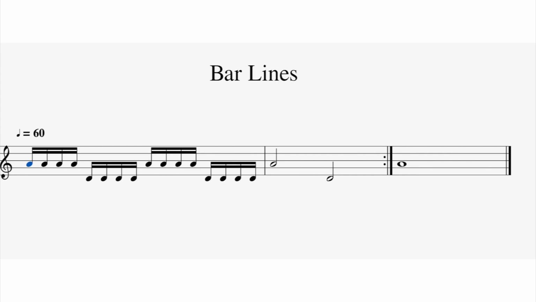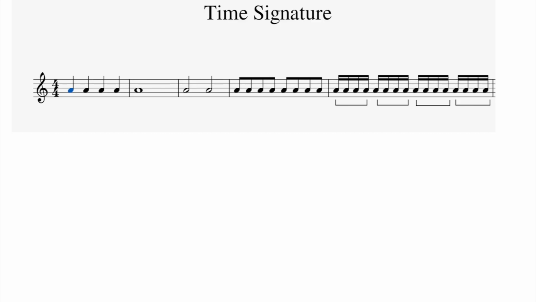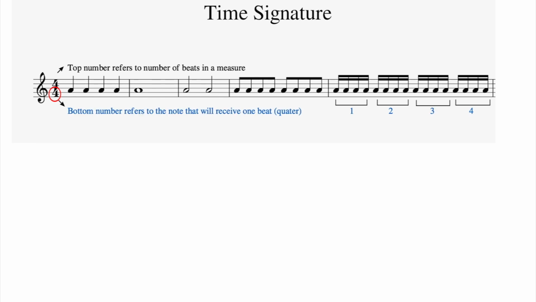Now let's talk about time signature. A time signature is represented by two numbers that's just after the treble clef. So if we look at the example in number 1, we have the numbers 4, 4. The top number refers to the number of beats we have in a measure, and the bottom number refers to the note that will receive one beat, in this case, a quarter note. So in one measure, we have 4 quarter notes.